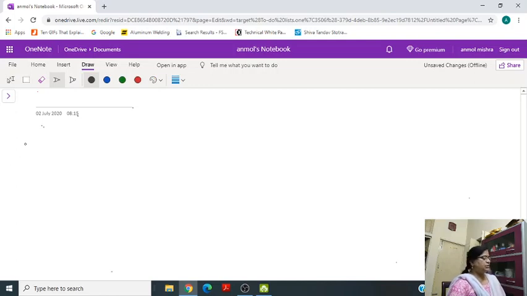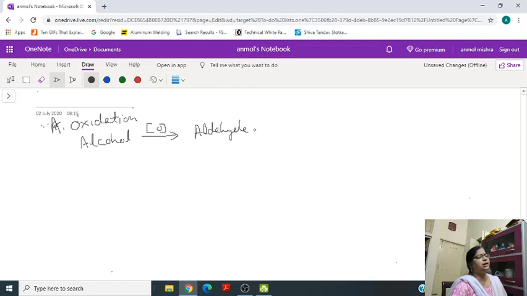Now oxidation. Alcohol on oxidation forms aldehyde, and aldehyde on oxidation forms carboxylic acid.